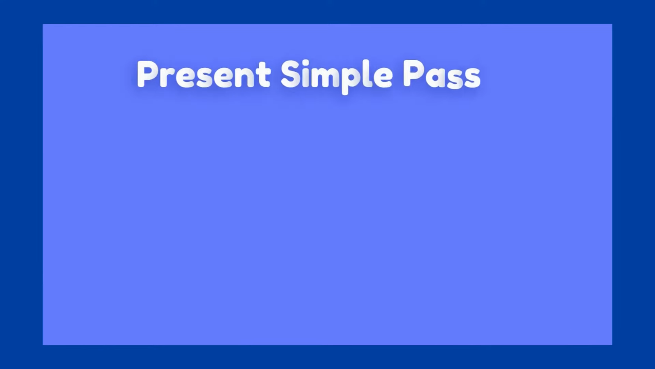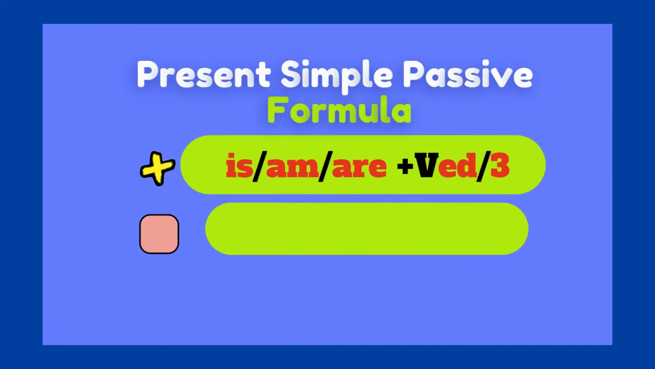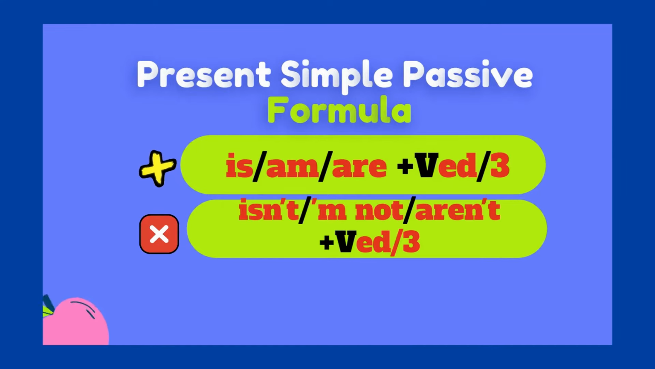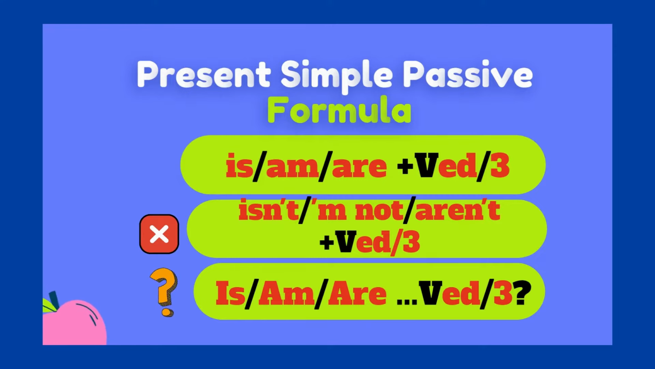Present simple passive. In affirmative sentences we use is, are, plus the verb with the ending ed or in the third form of irregular verbs. In negative sentences we use isn't, am not, aren't, plus the verb with the ending ed or in the third form of irregular verbs. In interrogative sentences, questions: is, are, then subject, plus the verb with the ending ed or in the third form of irregular verbs.